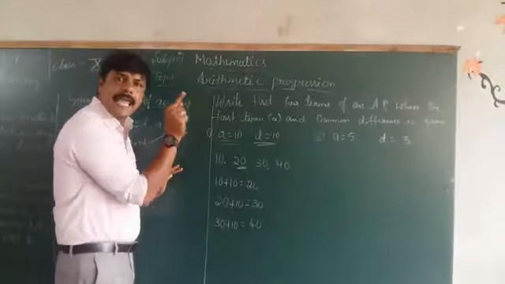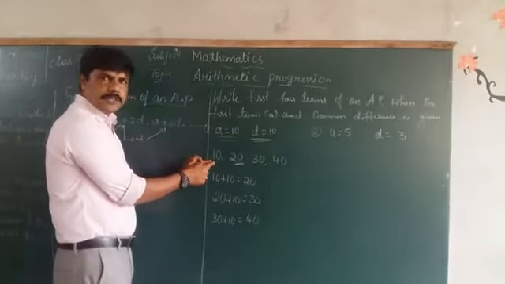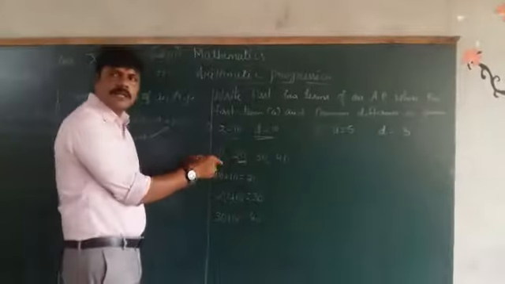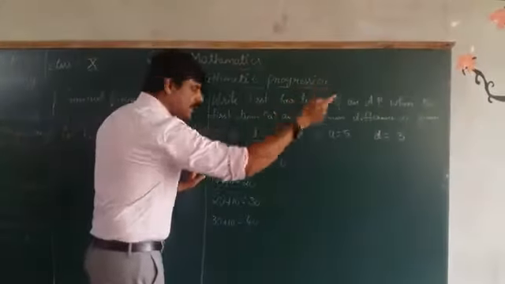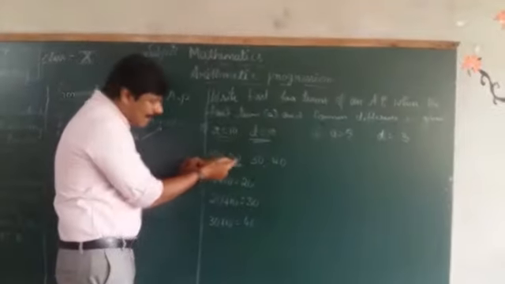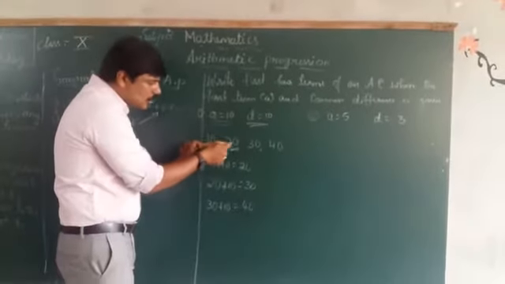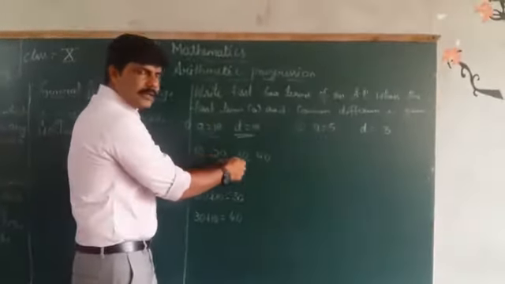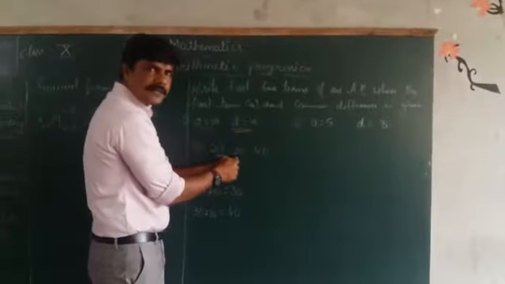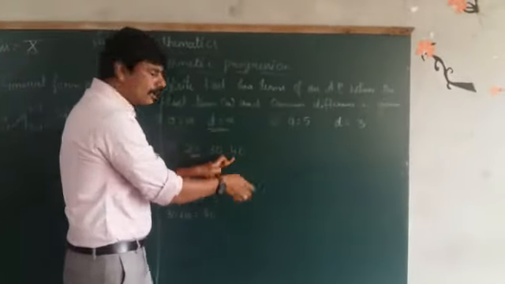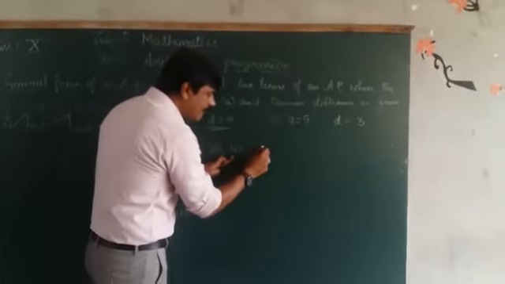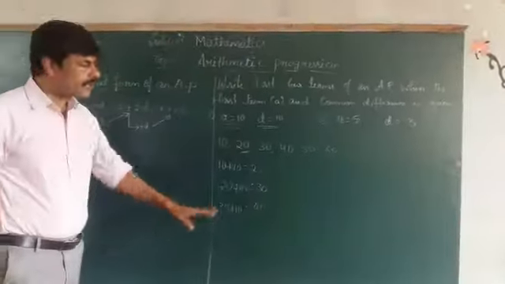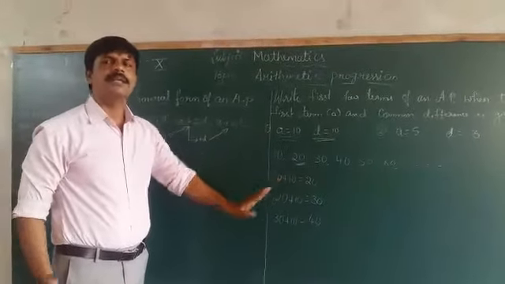First term is A equals 10 here. I will keep on adding the common difference to the number so that I get the subsequent number. For 10 I have added common difference 10, so I got 20. For 20 I added common difference 10, so I got 30. For 30 I added common difference 10, so I got 40. And again, if you want, I get 50, 60, like this. Did you understand, children?